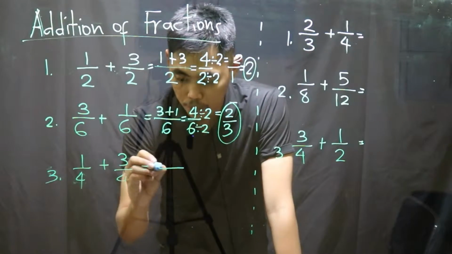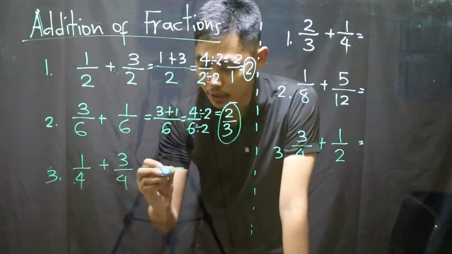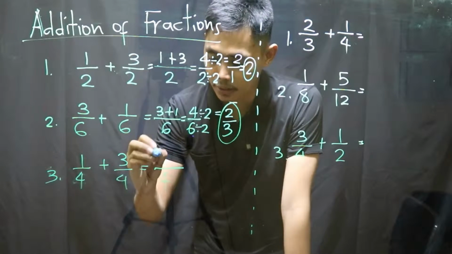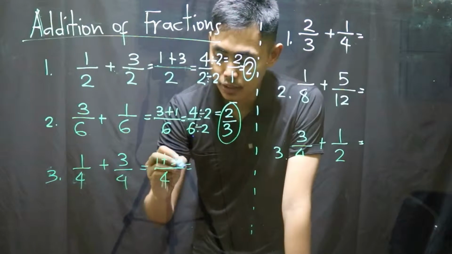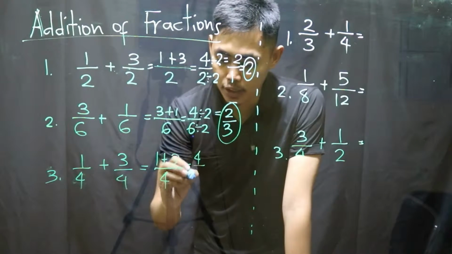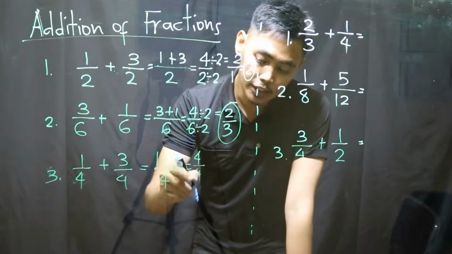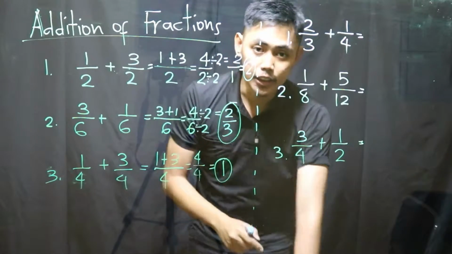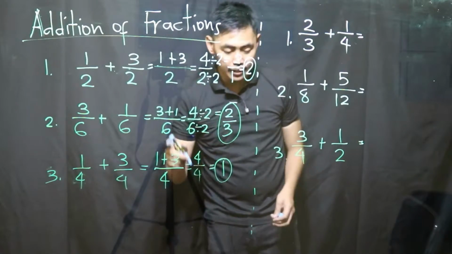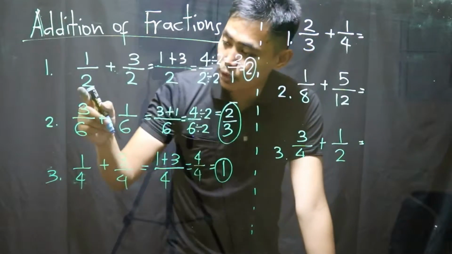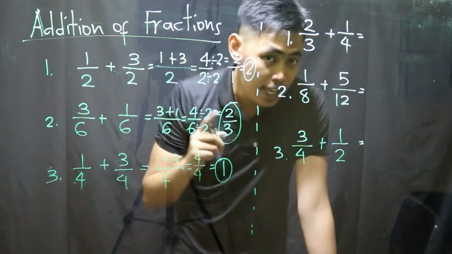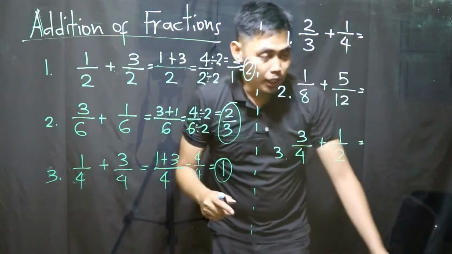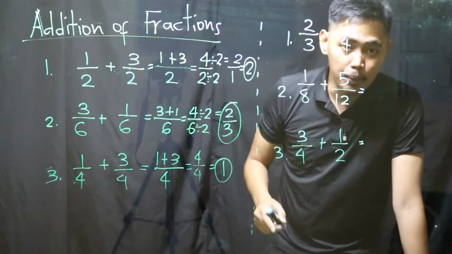Then let's go to the next one. We have 1/4 plus 3/4. So copy the denominator, which is 4, and then we will add 1 plus 3. 1 plus 3 is actually 4/4. And if you can see this, 4/4 is actually equal to 1. This is our answer. So that is how you add similar fractions. You just need to copy the denominator and add the numerators. Is that understood? Okay, so we'll go ahead and proceed to addition of dissimilar fractions.